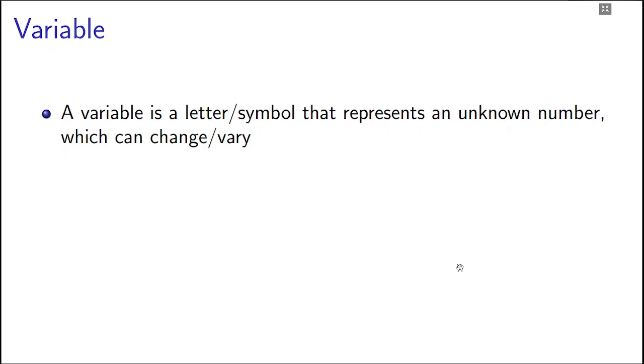So let's try to remember. A variable is a letter which represents an unknown number. So we call it a variable because that number might change. It can be something else. And the fact that it's unknown means it can change.